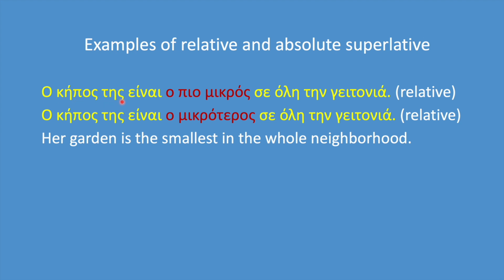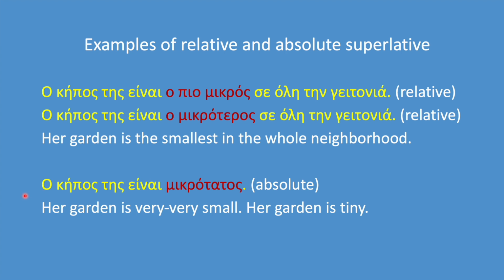Ο κήπος της είναι ο πιο μικρός σε όλη τη γειτονιά. Or, ο κήπος της είναι ο μικρότερος σε όλη τη γειτονιά. Her garden is the smallest in the whole neighborhood. Here the superlative is relative. Her garden is compared to all the gardens in the neighborhood, and hers is the smallest. It's relative because it's compared to all the other gardens.